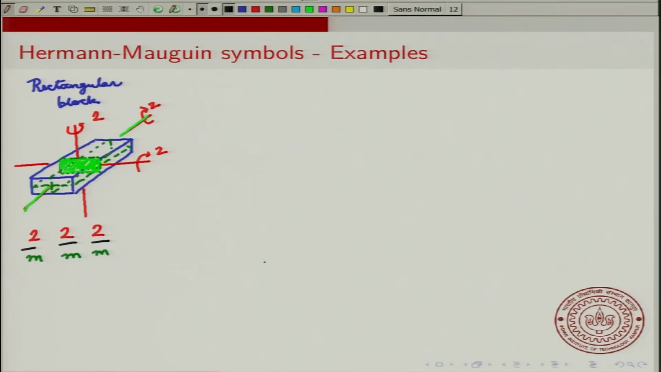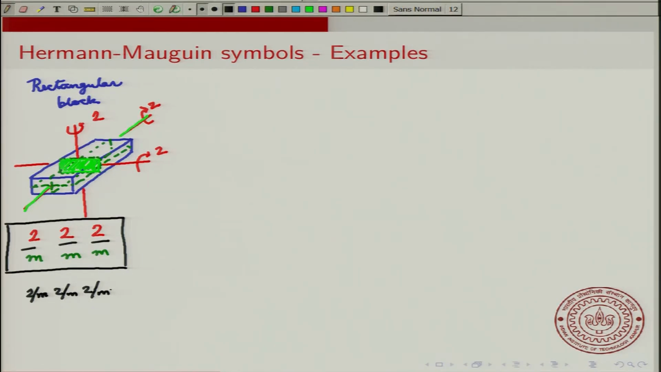So this is really the point group. The point group of this rectangular block is 2 by m, 2 by m, 2 by m. If you are writing in a single sentence, you can write it as 2/m 2/m 2/m. This is the point group of this rectangular block. Next, let us consider something that is slightly different.